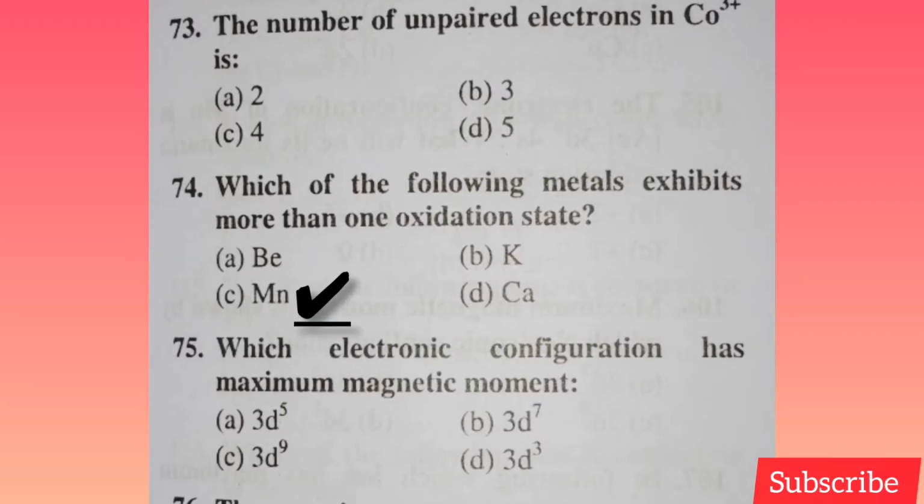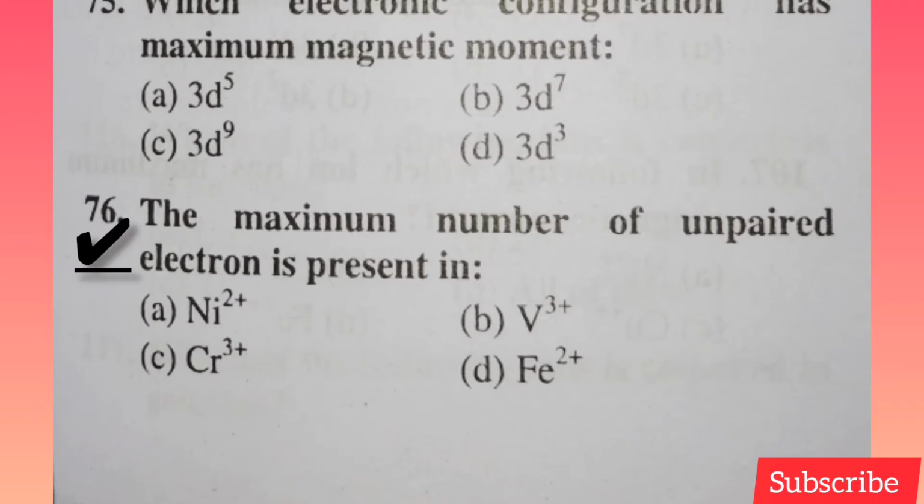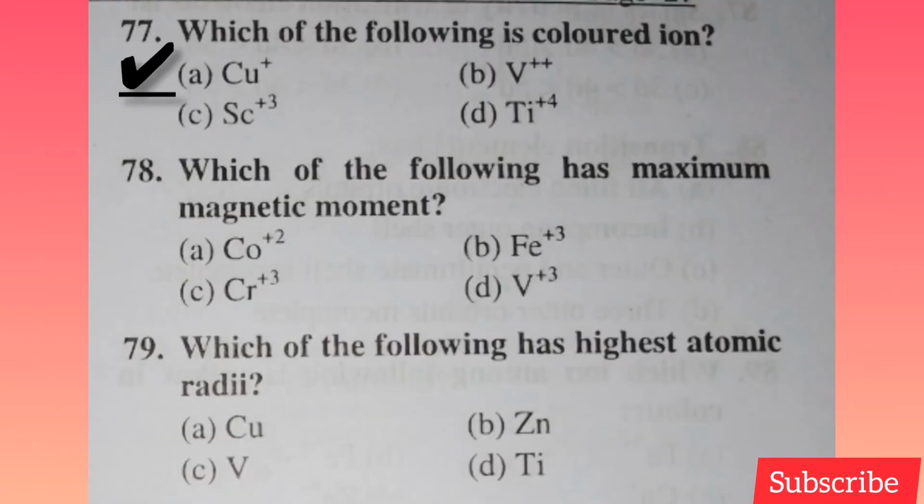Option C is correct, manganese. Which of the following electronic configurations has maximum magnetic moment? Option A is correct, because option A has 5 unpaired electrons, so its magnetic moment will be higher. Next question: the maximum number of unpaired electrons is present in, option D is correct. Which of the following is a colored ion?